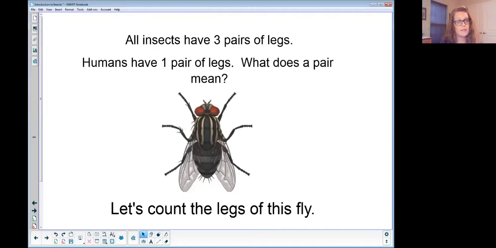We are humans, and we have 1 pair of legs. What does a pair mean? A pair means 2. So if an insect has 3 pairs of legs, how many legs does it have? Let's count. 1, 2, 3, 4, 5, 6. So every insect has 6 legs.